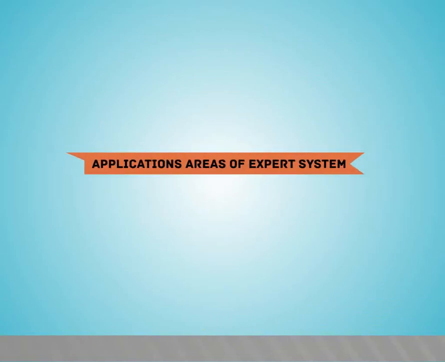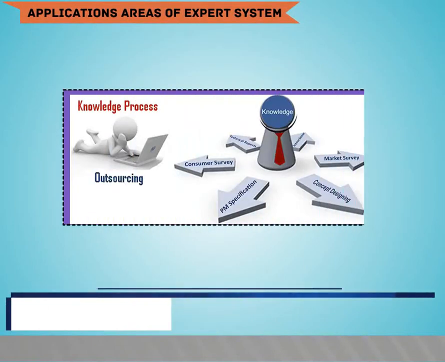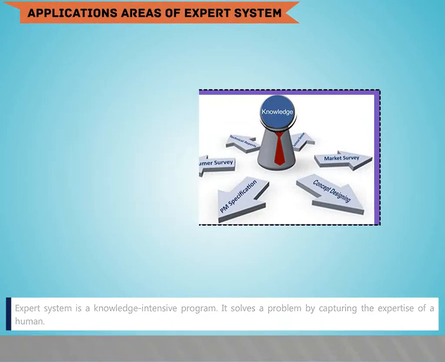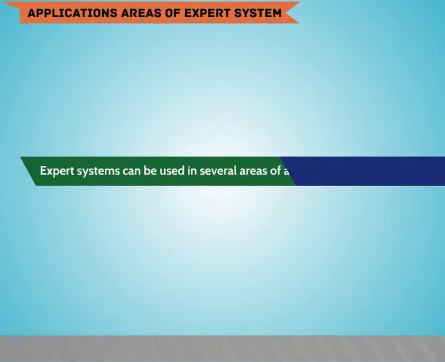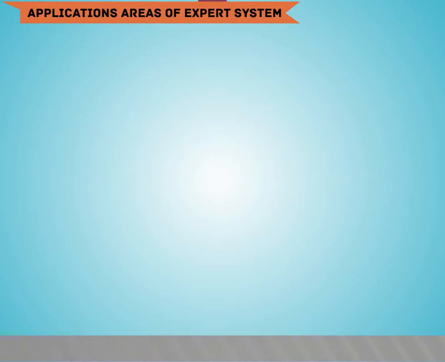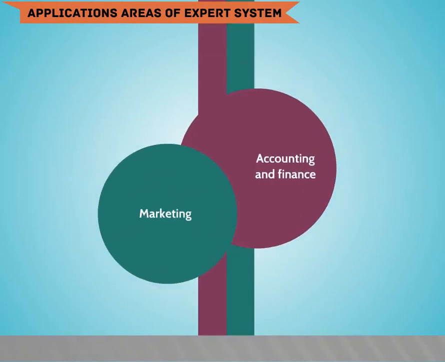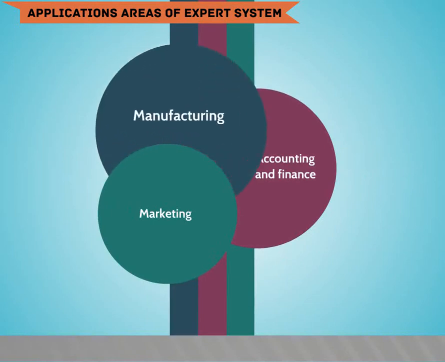Application areas of expert system. Expert system is a knowledge-intensive program. It solves a problem by capturing the expertise of a human. Expert systems can be used in several areas of an organization, such as accounting and finance, marketing, manufacturing.